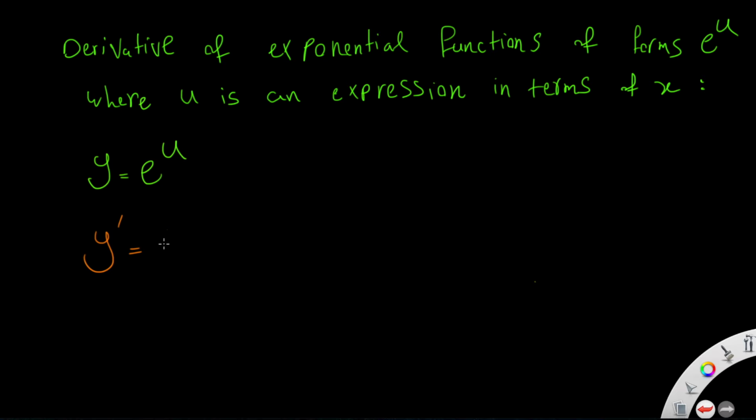So first you differentiate the power, which will be u prime. Then you write the same thing, e to the power of u. The differential of the power will come as the coefficient in front of e to the power of u. Now let's see some examples.